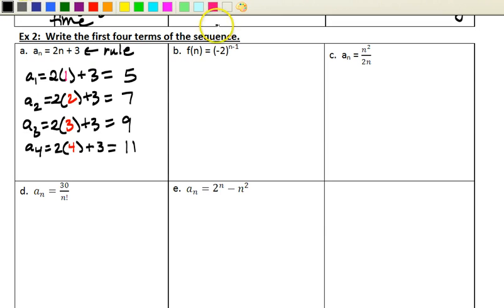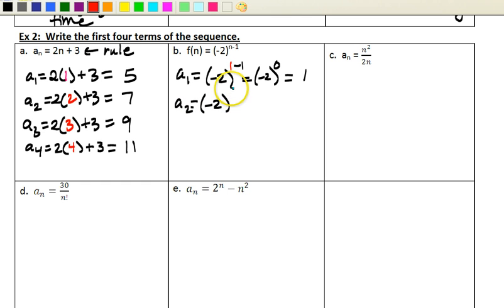If we look at example B, I wrote it in different notation, but we're still finding a sequence, so I can still say -1. Notice that when I have this, I want to do that thing in the exponent first, and notice that -2 is in parentheses. That makes a big difference. So my term 1 is actually 1. Now I'm plugging a 2 in, so I got -2 to the 2 minus 1 is 1, so -2.